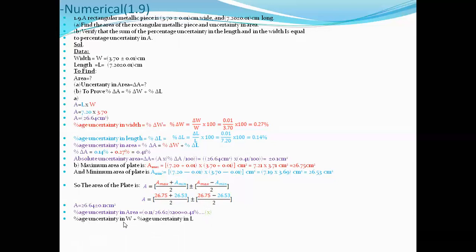The percentage uncertainty in width plus the percentage uncertainty in the case of length was taken as over here, which is 0.14 plus 0.27. The numbers have changed their color, but the values are the same. It will be 0.41%. So if you can see from here, this 0.41% is quite equal to the percentage uncertainty which we calculated from here. It will be 0.41%. So X and Y both have the same values.